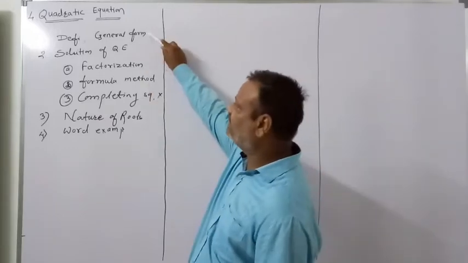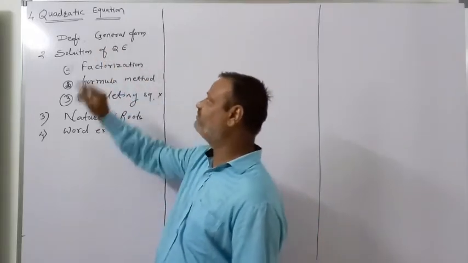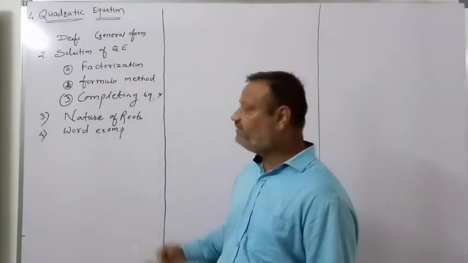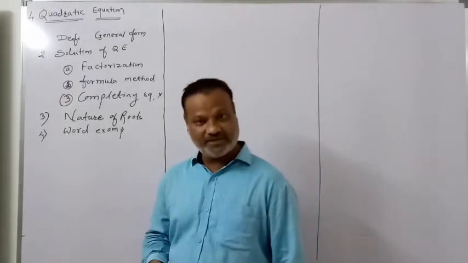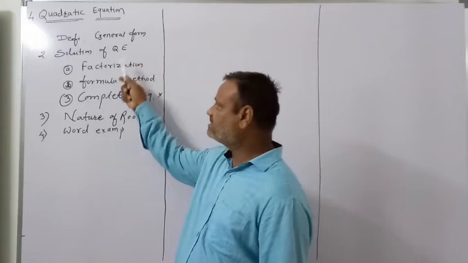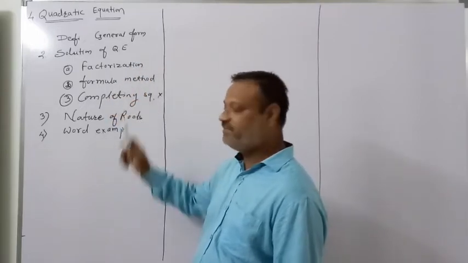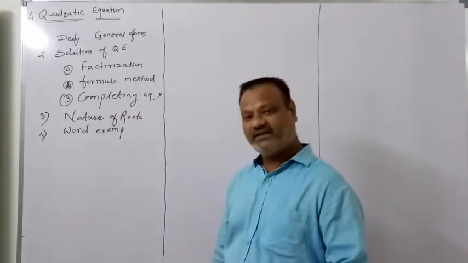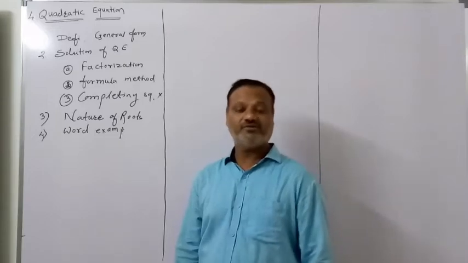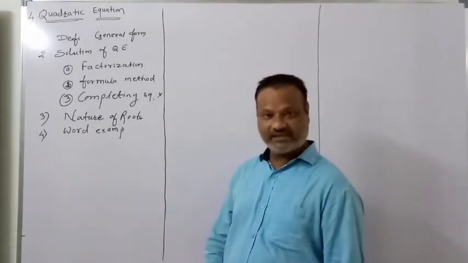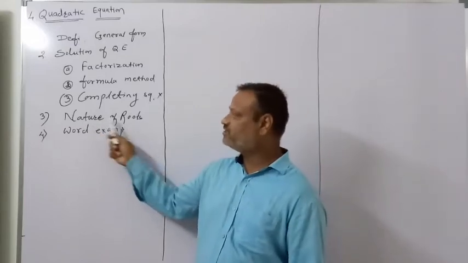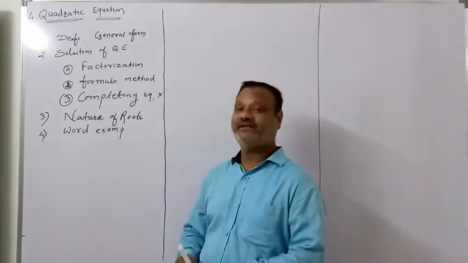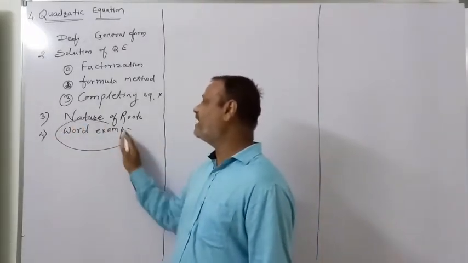The first part is the general definition and general form. The second part is the solution of the quadratic equation, means how can we find the solution. There are 3 methods we can use: the first is factorization, second is the formula method, and the third is the completing square method, that we are not using because this method is deleted from the syllabus. Now the next portion is the nature of the roots, what will be the nature of the roots, that we will define here. And the last one is the word example. This portion, the word examples, is most important.